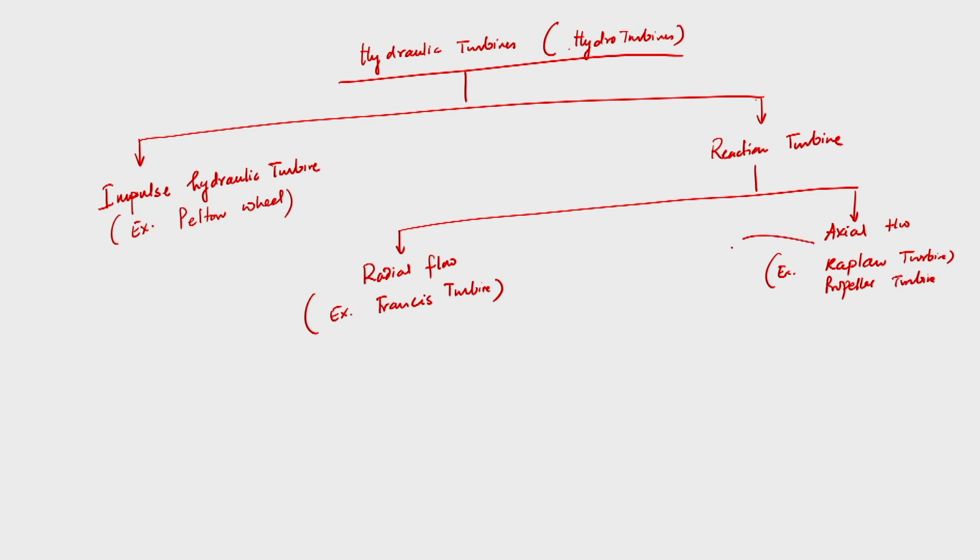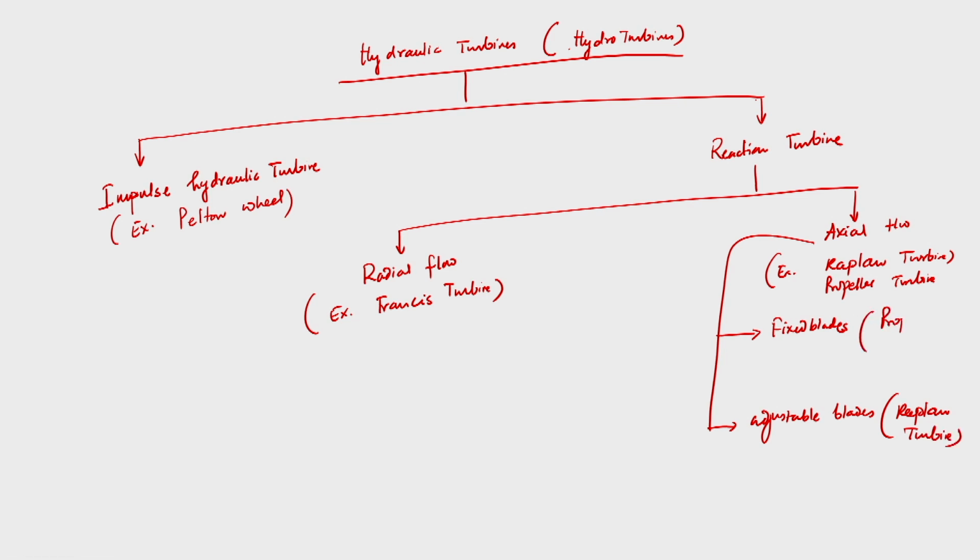So, the axial flow turbine is further classified into two categories, one is fixed blade, another is adjustable blade, that is, the blades are adjustable. The adjustable blade example is the Kaplan turbine, and the fixed blade example is the propeller turbine.